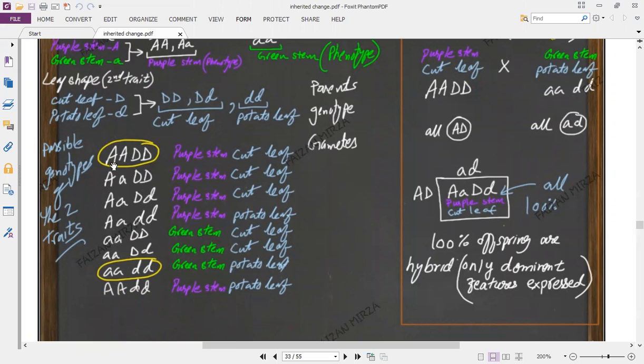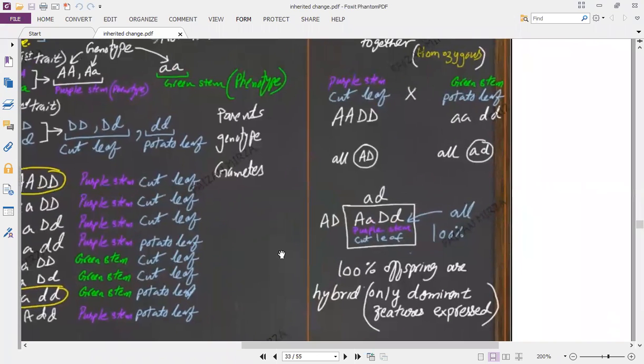As long as there is a single capital A dominant allele, the stem color will be purple. As long as there is a capital D, the leaf shape will be cut. For the green stem to show itself, the recessive state, small a small a, must be present. For the potato leaf, small d small d must be present. So you can relate these genotypes with their phenotypes.